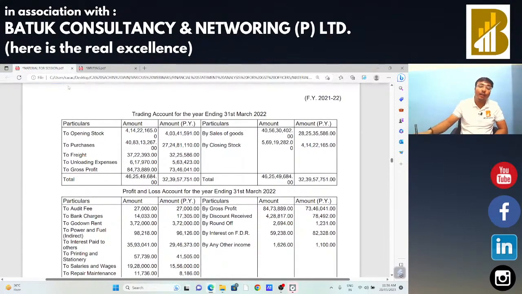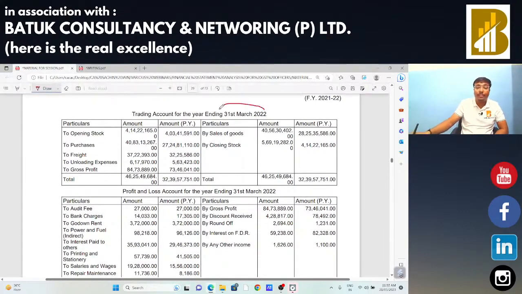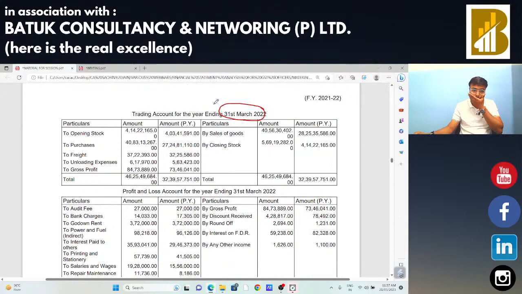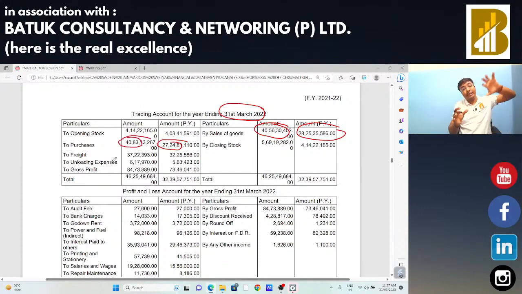Sir, next trading account for the financial year ending on 31st March 2023. Now I am going to discuss the things which are different in nature. Okay. Sir, in that particular case, last year sales was 28 crore. Current year sales is 40 crore. Okay. In that case, we need to check that last year purchase was 27, current year purchase is 43. That means there is an increase in purchase also and there is increase in sales also.